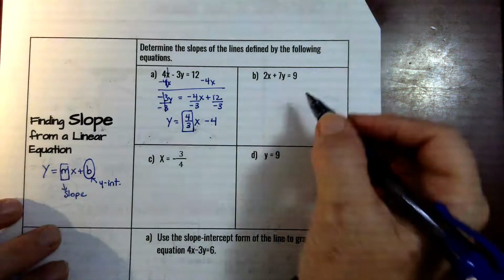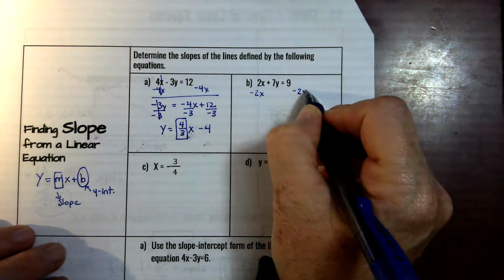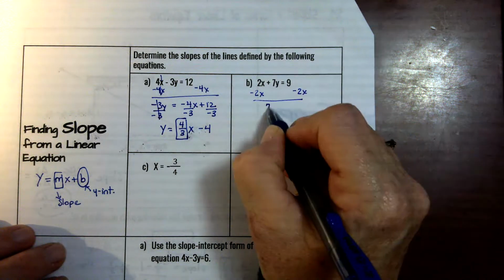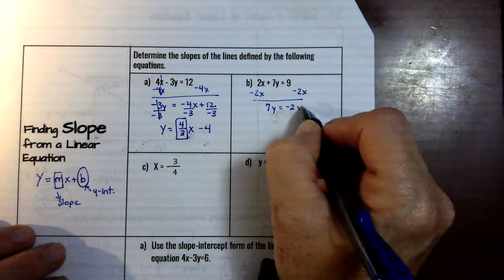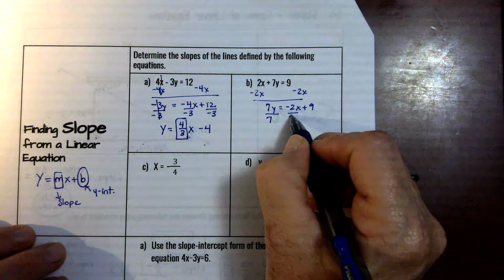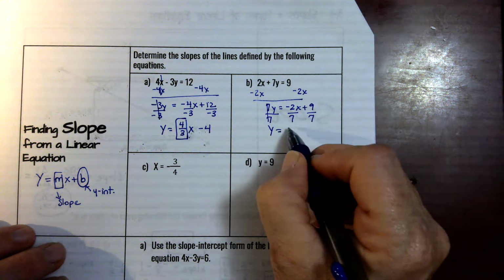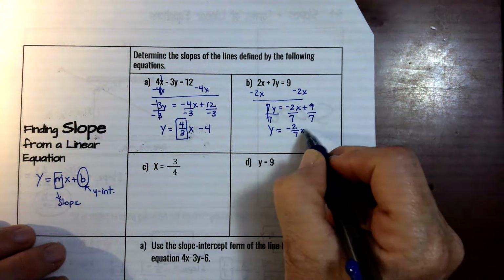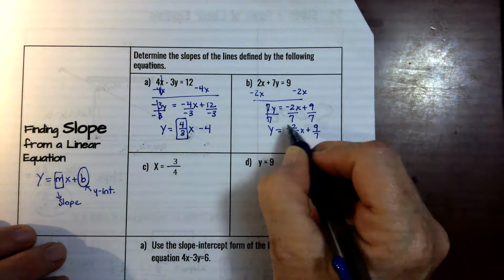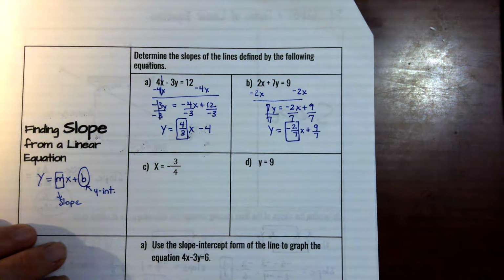Okay, this one. I'll subtract the 2x over. So I have 7y equals negative 2x plus 9, or 9 minus 2x, same thing. Then I'll divide by 7. So y equals negative 2 over 7 x plus 9 over 7. And so this time the slope is negative 2 over 7. So this would be a down sloping line from left to right.